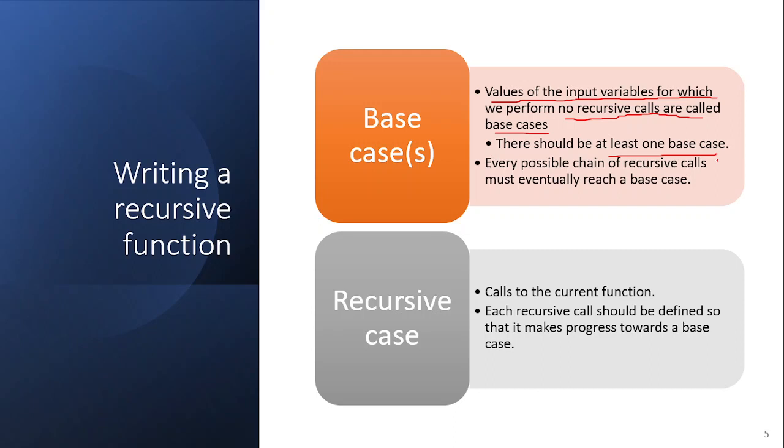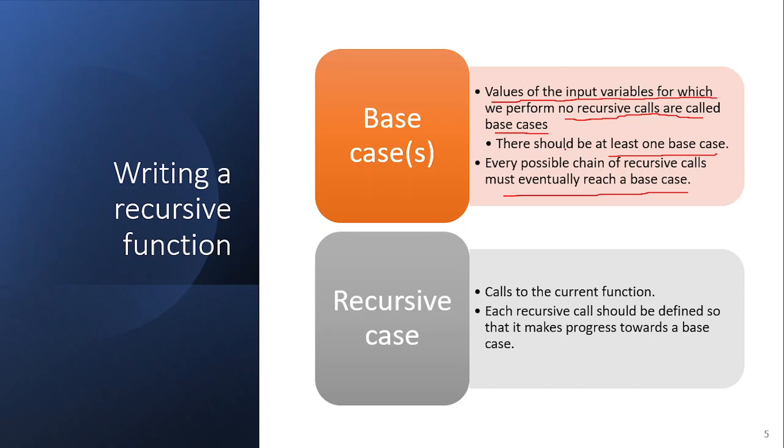If you don't have a base case, then that recursion would be indefinite recursion. Another condition is that every possible chain of recursive calls must eventually reach a base case. We may have multiple recursive calls; it's not necessary that we have a single recursive call from that function. We can have multiple recursive calls, as we'll see in the case of the Fibonacci numbers, and those recursive calls must reach a base case. If you have more than one base case, each of those recursive calls should reach a base case.